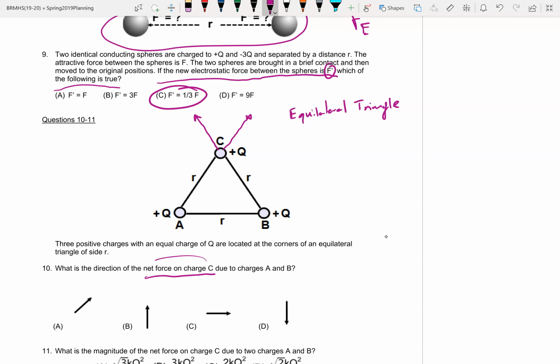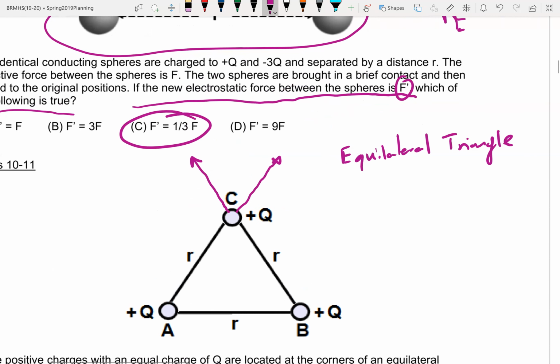What is the direction of the net force, though? Notice that these have components, just like we did with forces back in October and November. We have components in the x direction, and we have components in the y direction of each of these forces. Now remember, our purple lines here represent the electrostatic force from particles A and B repelling particle C. They're the same magnitude and the same distance away.